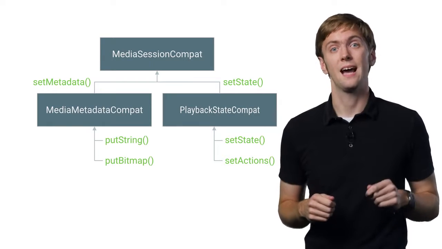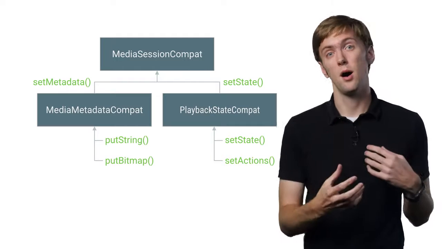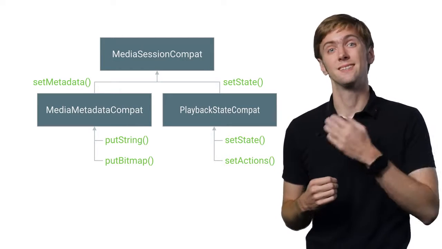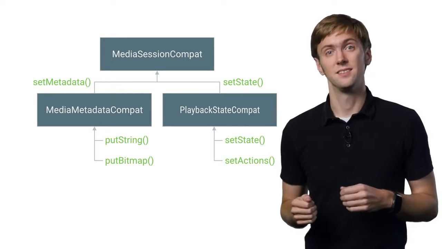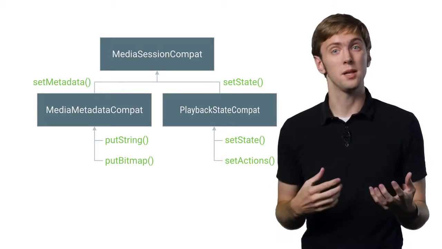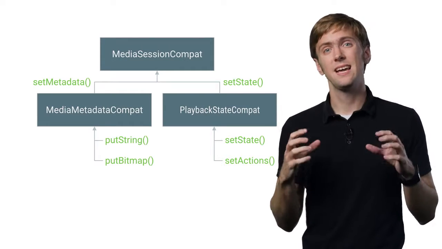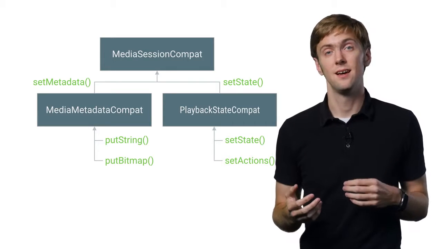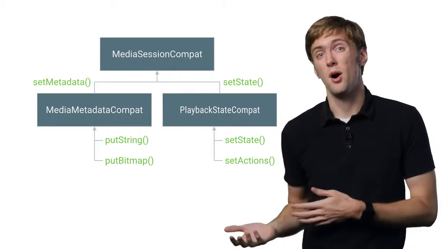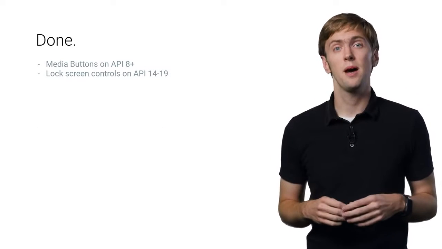Playback state compat actually has two purposes. The current state, such as playing or paused or buffering, set via its set state method, and the current action, such as stop or pause or play pause, set via its set actions method. It contains both because usually the actions change at the same time as the state. A stop state probably doesn't have a pause action, for example. And that's enough to get MediaSessionCompat working.